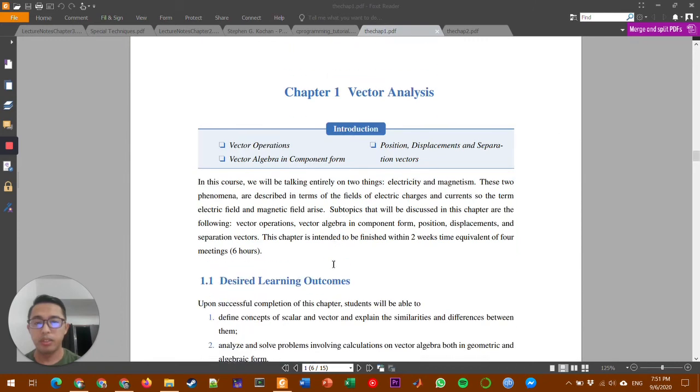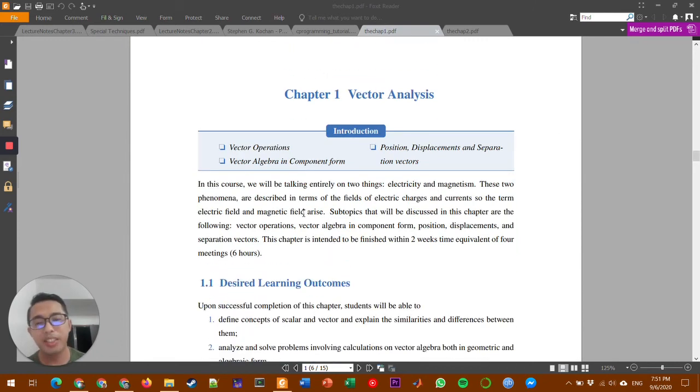Okay. So what's inside this vector analysis, or the subtopics of this vector analysis? We have vector operations. I know you're familiar with this. We'll just have a run through on this. It's just a review. So vector operations, how to do vector algebra in component form. So it's easy for you. Then we also have position, displacements, and separation vectors. These are the very fundamental concepts, the core concepts that we need to master and understand for you to be able to comprehend or do some mathematical calculations, and then you can imagine what it is all about if you know all of these things.